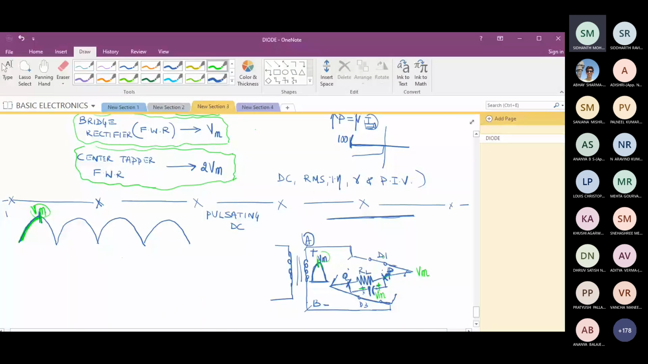If I take the P type of the diode, this is your PN junction diode, if I take the P side, am I getting a voltage here less than Vm? What about the N side of the diode? It is sitting at Vm, because the voltage across the capacitor is Vm.